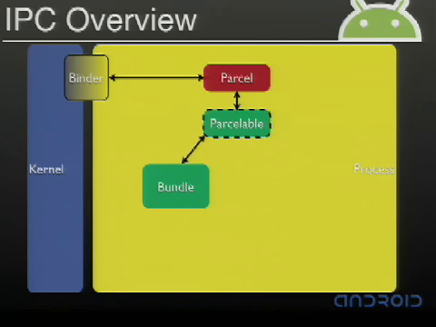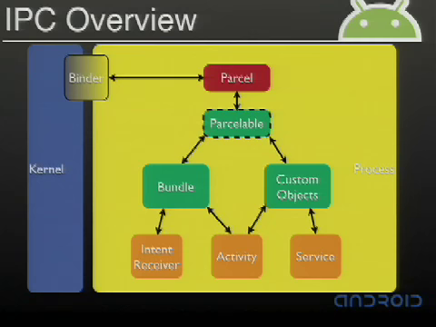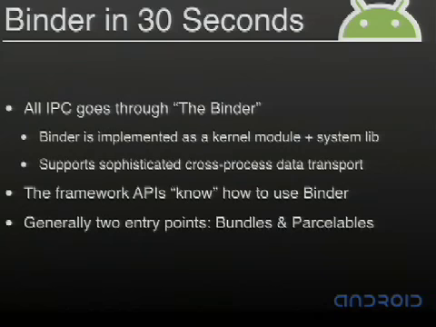The most common implementation of Parcelable that developers interact with is a bundle. This is what you use in intent receivers and in activities. In an activity, you see a bundle in your onFreeze and onCreate methods. In intent receivers, bundles are kind of implicit. They're the backing in the data store behind an intent. But you can also define your own custom objects to implement Parcelable, for example when you're building a service and you want to expose functionality to an activity. So that's at a high level how it works.